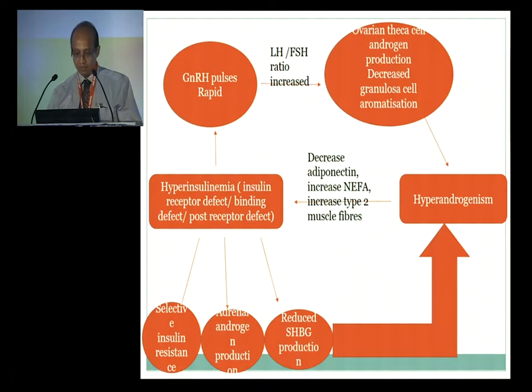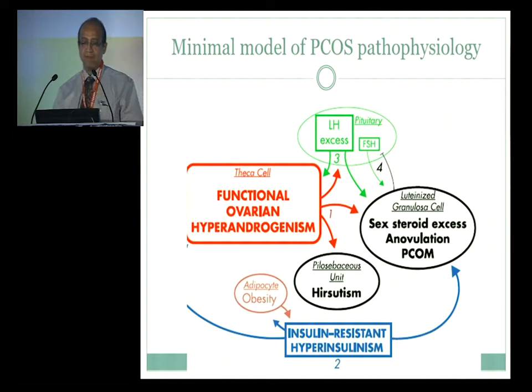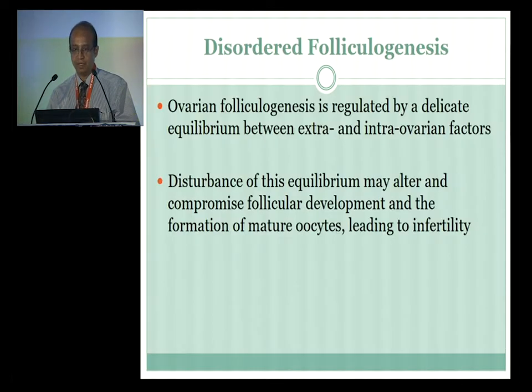So there's a minimal model hypothesis where the most important contribution is functional ovarian hyperandrogenism. The other contributors include insulin resistance and hyperinsulinemia. The third is the LH excess, and then finally the decrease in FSH is the fourth one.